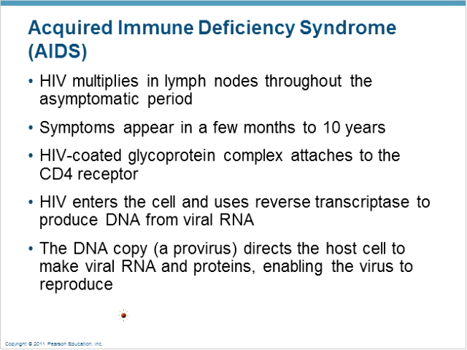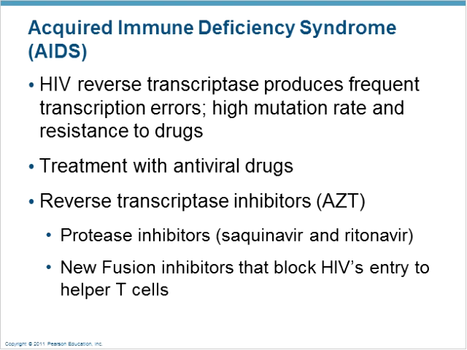So like other viruses, it enters the cell and reprograms the DNA to produce more HIV, to be then extruded back into the host. HIV reverse transcriptase produces frequent transcription errors, and there's a high mutation rate, causing resistance to drugs. So when you make a drug against one version of that, it may not work against the next version because it mutates quite readily. The treatments are antiviral drugs and reverse transcriptase inhibitors, AZT. They are protease inhibitors, saquinavir and ritonavir, and new fusion inhibitors that block HIV's entry into the helper T cells.